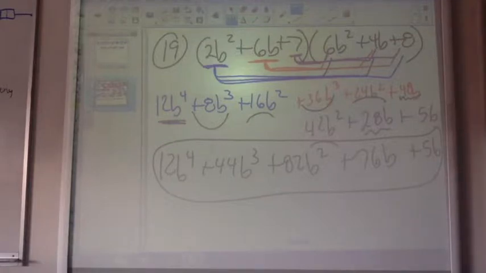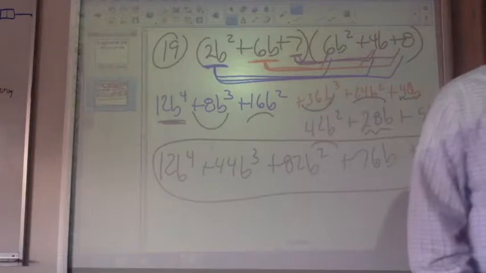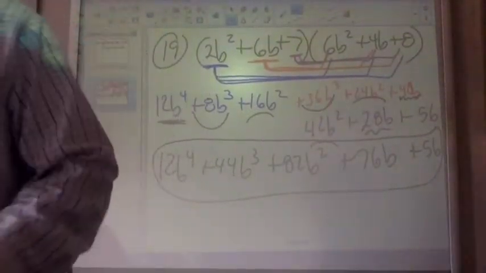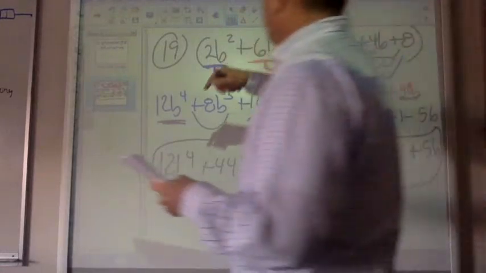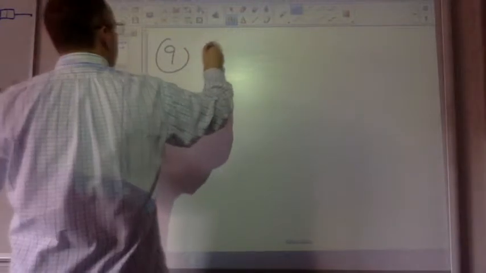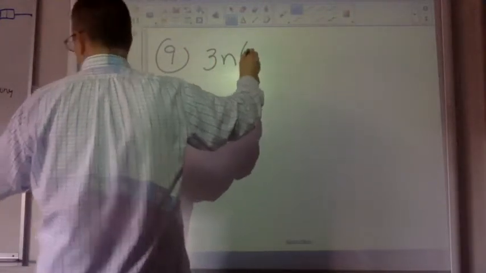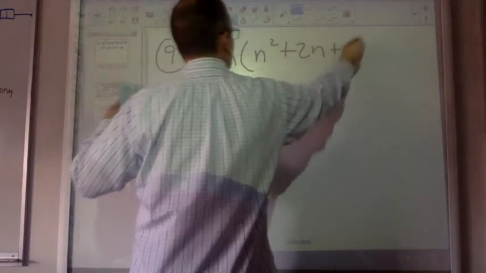what else on that sheet? On any of the odds? Any more of the odds? Sure. Yeah. 9. Okay. Number 9. So this was a triple distribution. Number 9 is going to be 3n squared plus 2n plus 6.